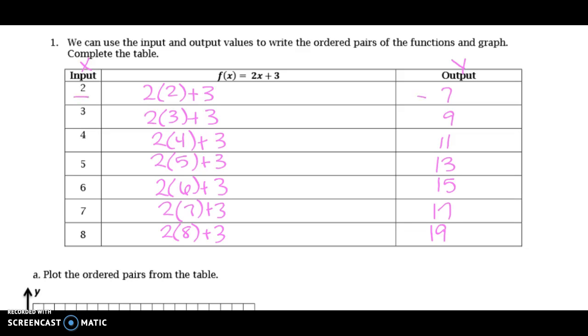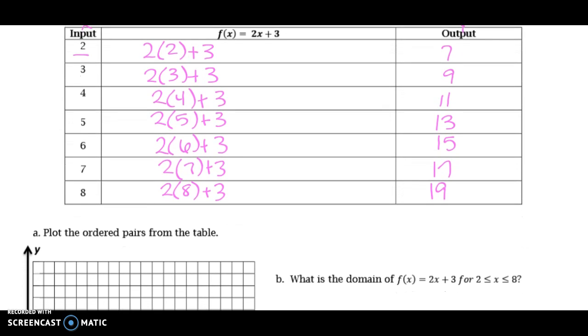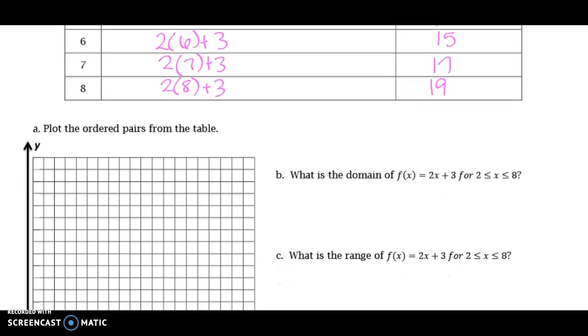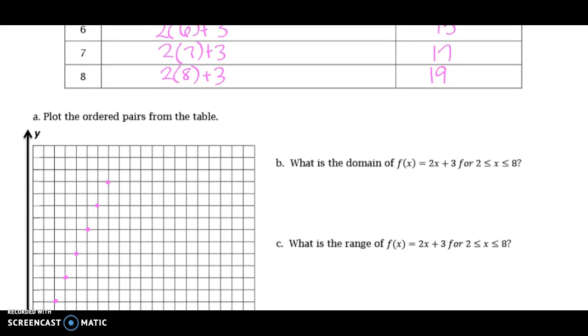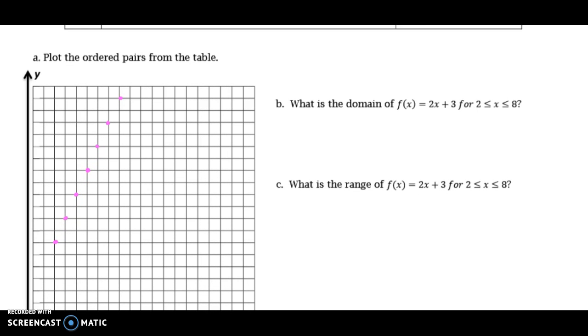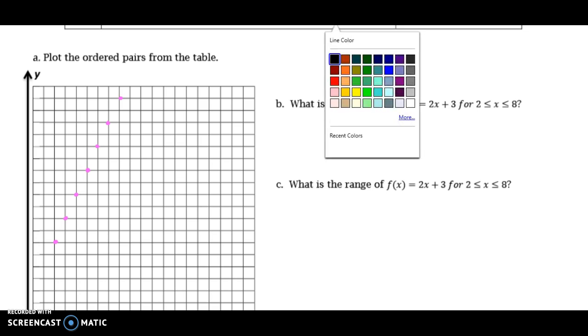This is the point (2, 7). So these are the points you're going to plot in your graph. You have (2, 7), (3, 9), (4, 11), (5, 13), and so on. So 2, 7, and I know that they're all going up by 2. So I'm going 2 over 1. Make sure you're using your ruler to connect those dots.